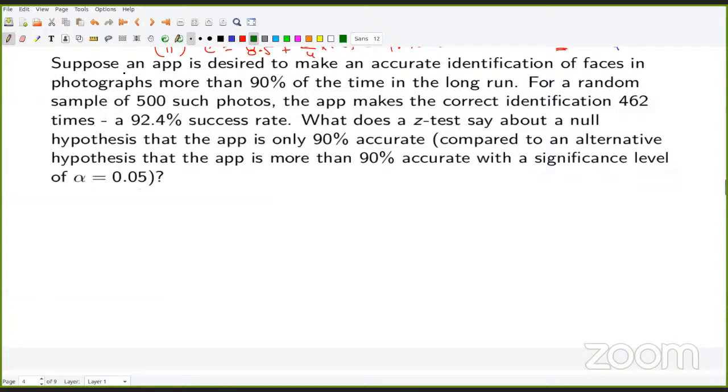Here it says, suppose an app is designed to make an accurate identification of faces in photographs more than 90% of the time in the long run. If it is an Aadhaar card, it fails very drastically, right? How many of your Aadhaar cards exactly match your face? No, sir. Mine, even my fingerprint doesn't match. So here there is an app, it seems, that is designed to make an accurate identification of faces.